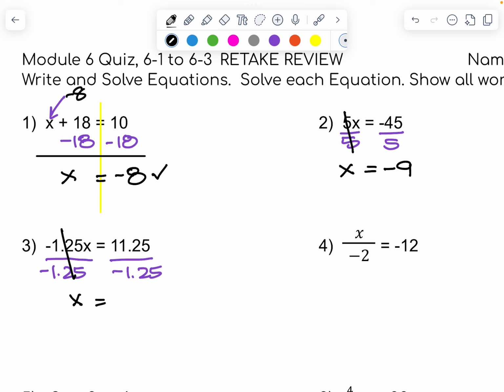Just think, 1 goes into 11 times, but that's probably going to be a little big. So let's try a smaller number. It just happens to be 9. All right, number 4. Right now the x and the negative 2 are dividing, so the opposite operation is to multiply. Negative 2 divided by negative 2 is 1. I have 1x left on the left-hand side and a positive 24 because I have a negative times a negative.